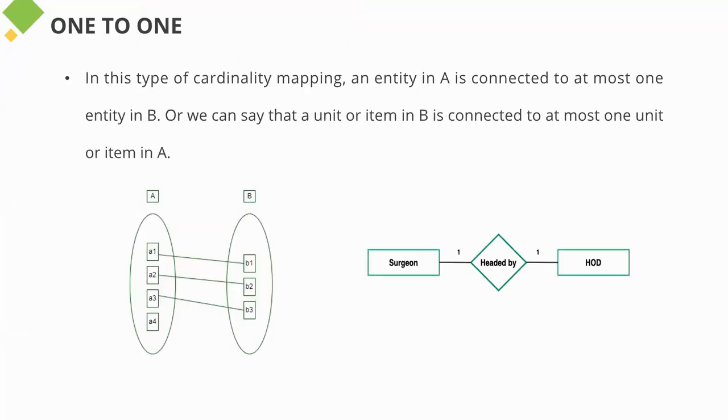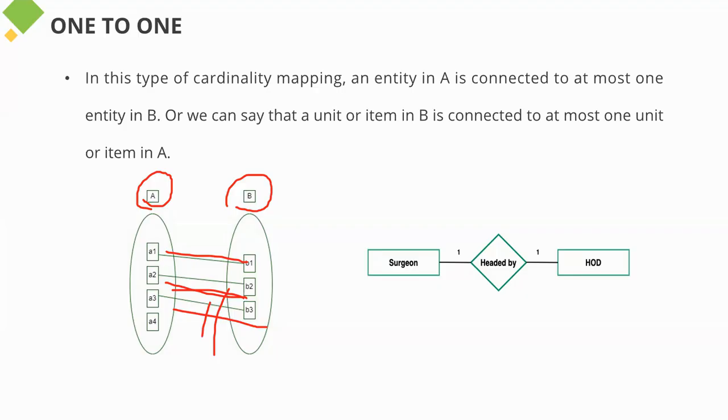If you see one to one, whatever entities are in set A and set B, each has a one to one mapping. Like A1 is mapped to B1, A2 to B2, A3 to B3. If A4 is not mapped to anything, that's also fine. At most one item. Like if only A1 matches with B1 and the others are not related, even then we can say A is mapped to B one to one.